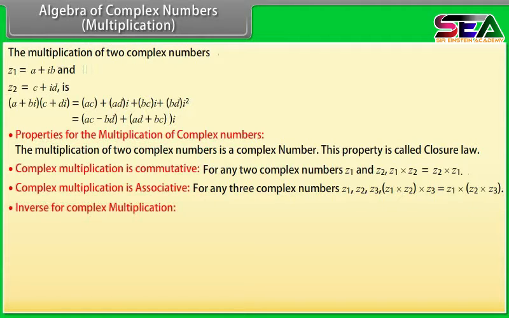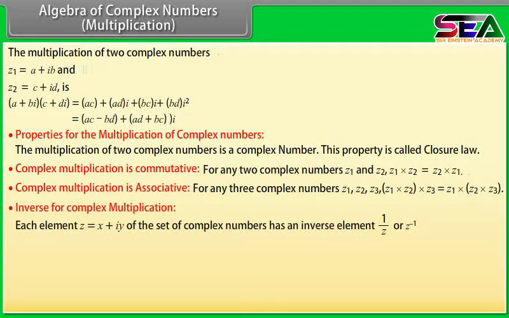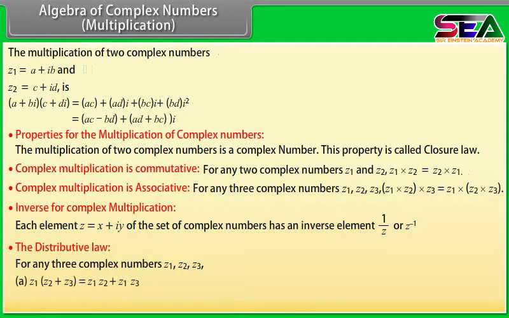Inverse for complex multiplication. Each element Z is equal to x plus iota y of the set of complex numbers has an inverse element 1 by Z, or inverse of Z. The distributive law. For any three complex numbers Z1, Z2, Z3, Z1 into (Z2 plus Z3) is equal to Z1 into Z2 plus Z1 into Z3. (Z1 plus Z2) into Z3 is equal to Z1 into Z3 plus Z2 into Z3.